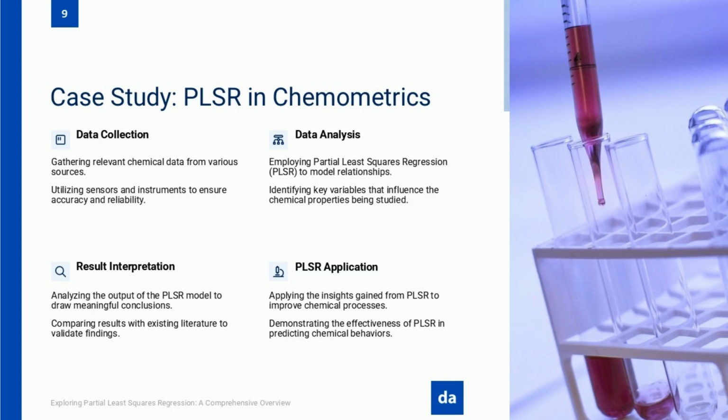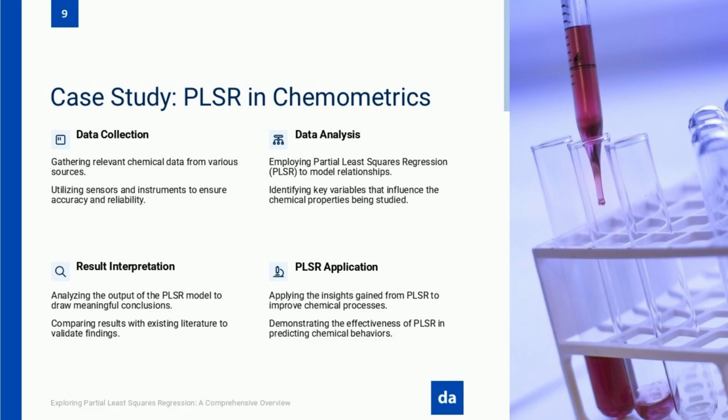Now, let's apply it to spectroscopy, a technique used to analyze the composition of substances based on how they absorb or emit light. Spectral data involves hundreds or thousands of wavelengths, all of which are correlated. PLSR helps by reducing this massive dataset into a few key latent variables that still capture the essential chemical information. Instead of drowning in data, researchers get a clear picture of which wavelengths actually matter.